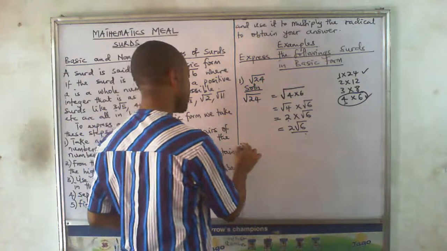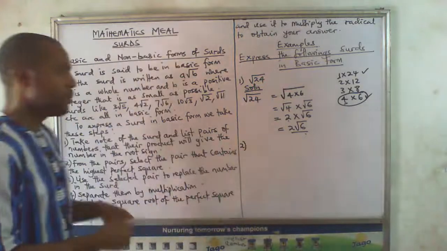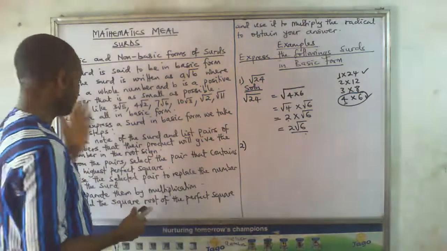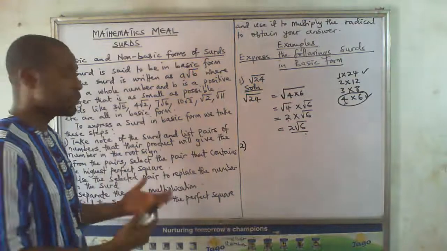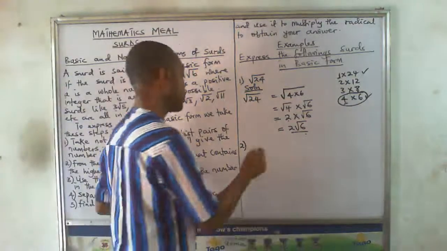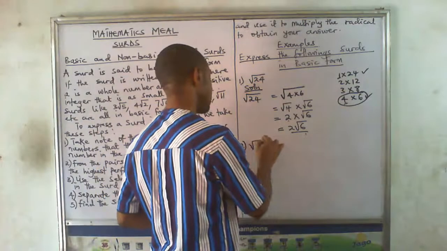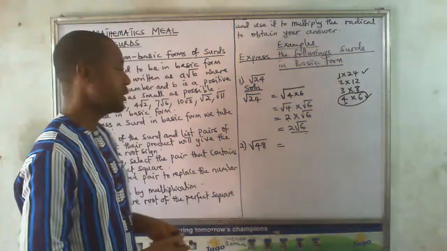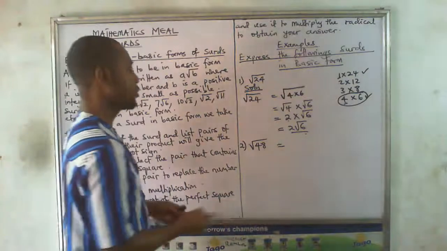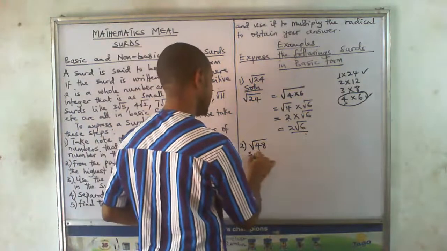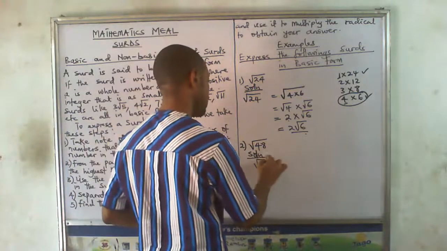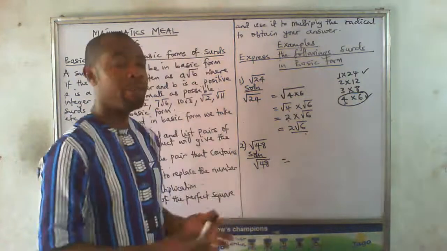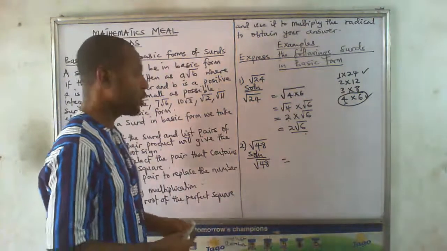All right. We take a second question. Maybe by the time we solve the second problem, you begin to master this principle. Let's take another one. Let's say I have square root of 48. That's our problem here. You want to express square root of 48 in basic form.